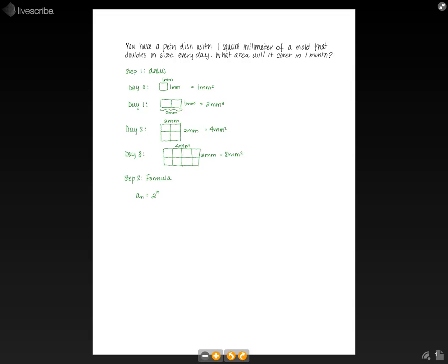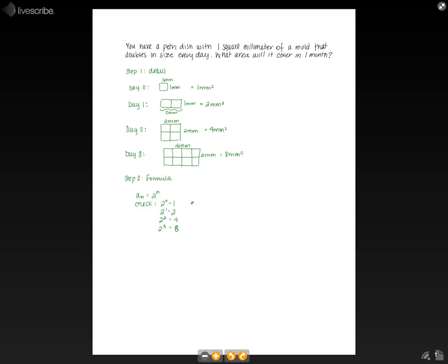Okay, so if we want to check that, we can go ahead and plug in. So day 0, we have 2 to the 0, which is 1. Then we have 2 to the 1, which is 2. 2 to the 2, which is 4. And then 2 cubed, which is 8. So that matches up with the pictures we've drawn so far.